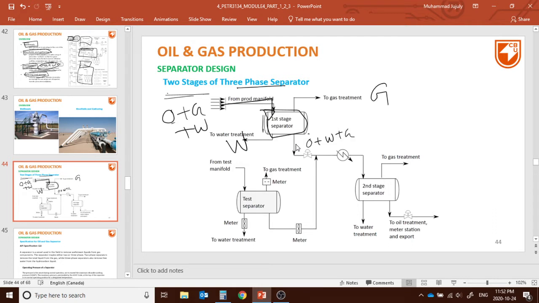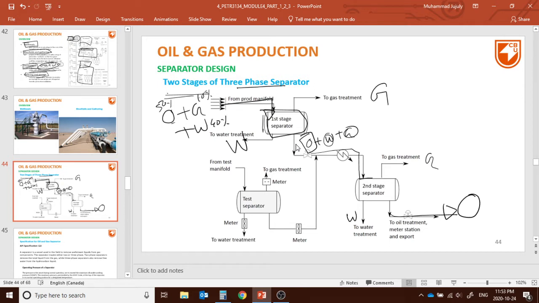So mainly we have mostly the water, a slight portion we get water, a slight portion we get gas. And again at the second separator we get the oil, and we get the rest of the gas and the rest of the water. So for instance, here the oil composition was 50%, gas was like 10%, and water was like 40%.